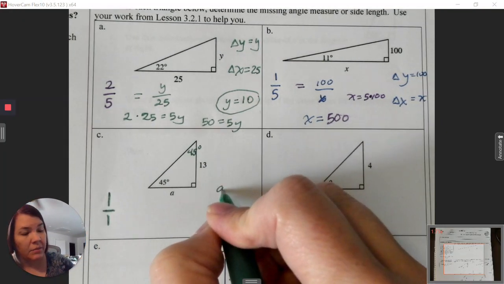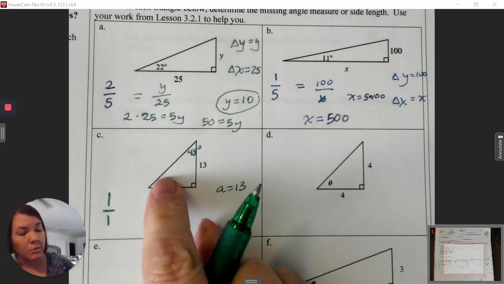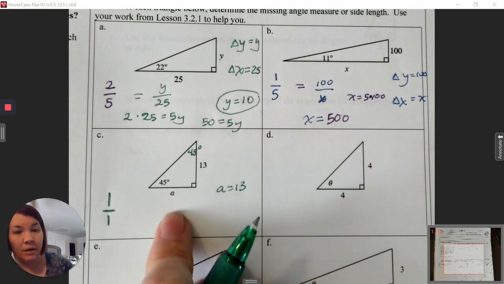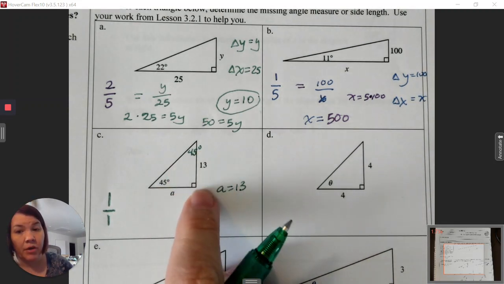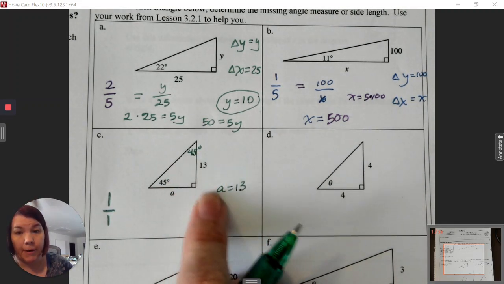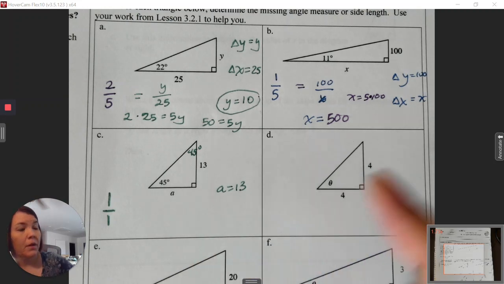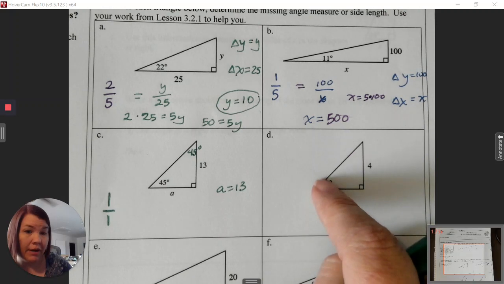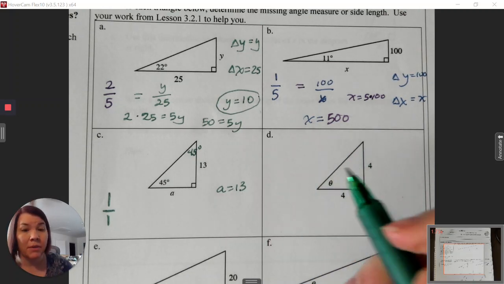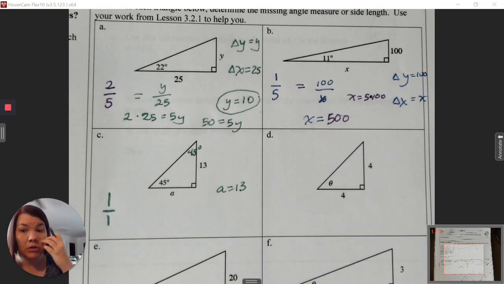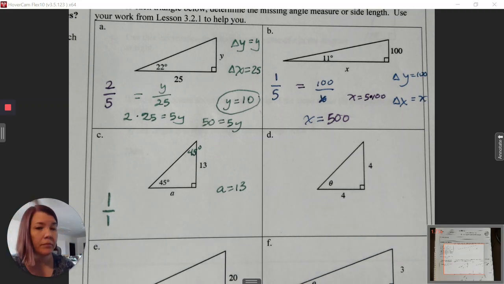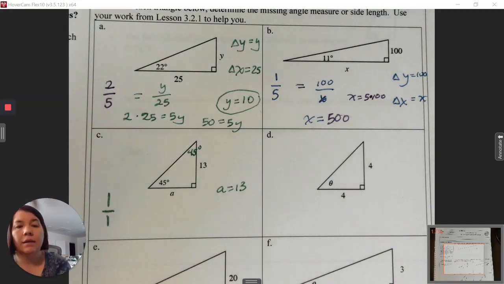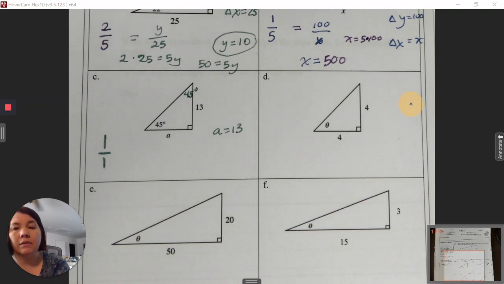And so A has to be 13. Also, because the angles are the same, the sides opposite them have to be the same. It must be isosceles to have 45-degree angles in a right triangle. Okay, A is 13. So then jumping to D, these two are the same. What do you know about theta? I'm going to leave that one as a question. I'm not going to tell you the answer. See what you know.